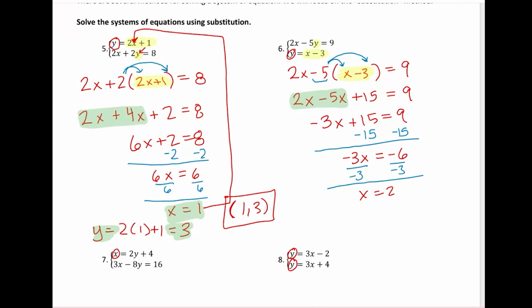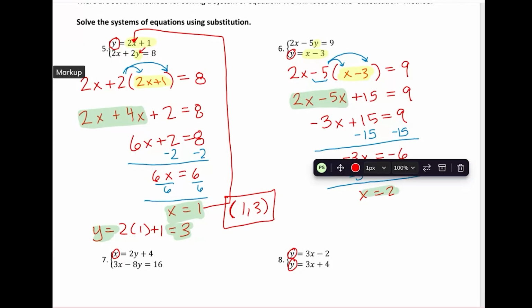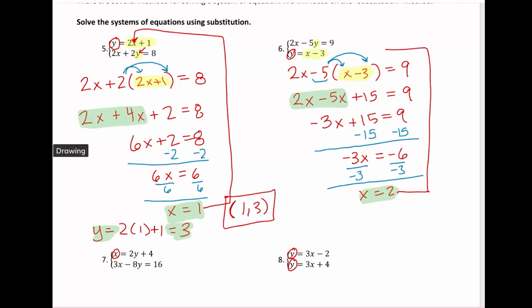Now, just like with the last one, just like with all of these, when you have a system, you do have to find both values. So we've got our x, but now we need our y. So we're going to take that x and substitute it back into that equation that has the y isolated. Because it says y is x minus 3. Well, now we know what x is. So y is 2 minus 3, which is negative 1.